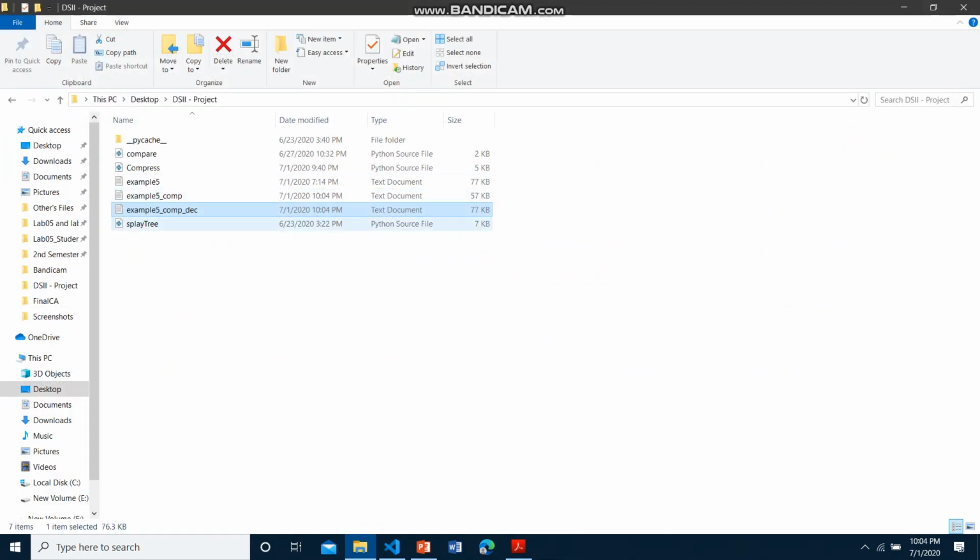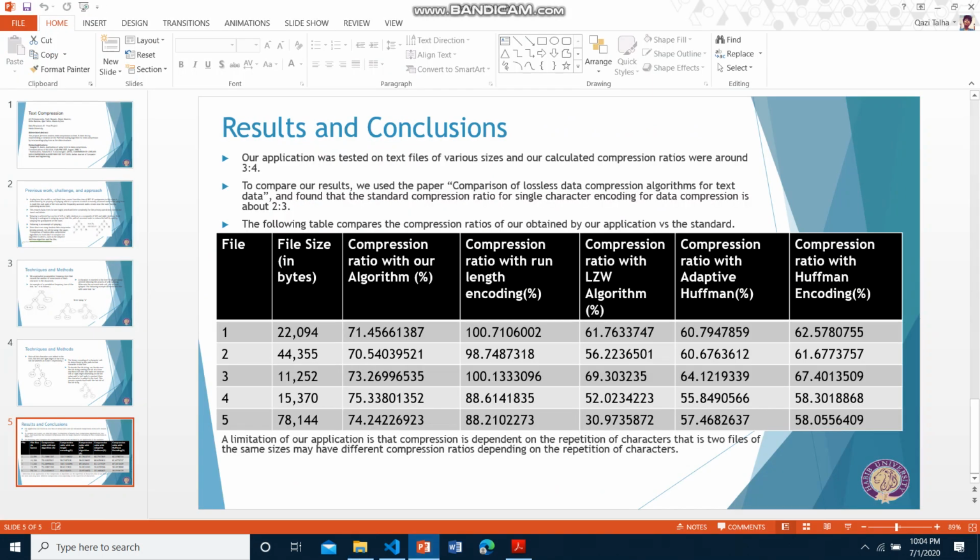So let's take a look at these sizes. The original file was around 77 kilobytes, while the compressed file was around 57 kilobytes, and of course the decoded file was back to the original. Now this reduction of 20 kilobytes is close to the ideal amount of reduction that you get in lossless text compression. By close to, I mean that of course there are some limitations. Let us take a look at these limitations.